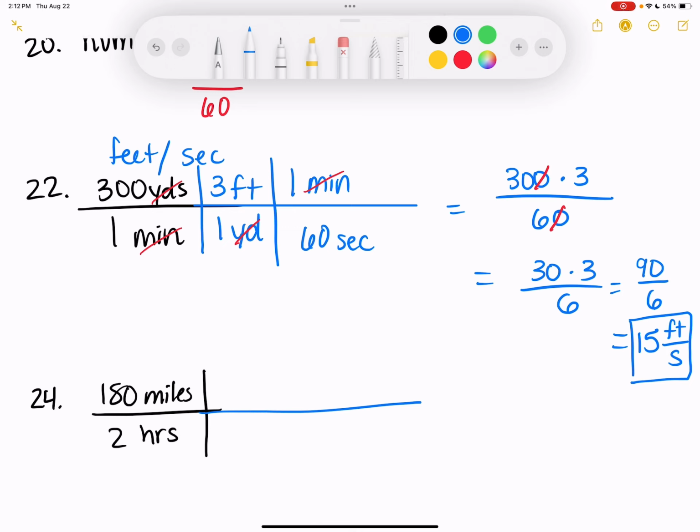Right now they've given it to me as how many miles in 2 hours. So I need to get it in feet and seconds. So you have to find out how many feet are in a mile and how many seconds are in a mile. So how many feet are in a mile? It is 5,000 something. Does anybody know what it is? 5,280? Yep, 5,280. So we put the miles on the bottom.